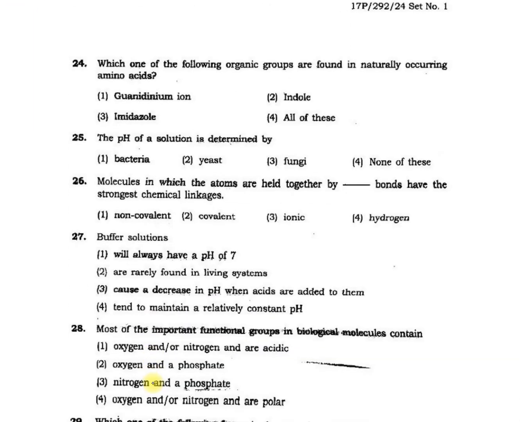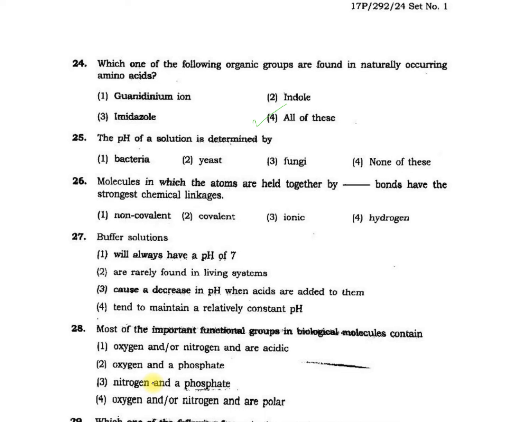Question number 24. Which of the following organic groups are found in naturally occurring amino acids? 1. Guanidinium, 2. Indole, 3. Imidazole, and 4 is all of these. The correct one is the 4, all of these.